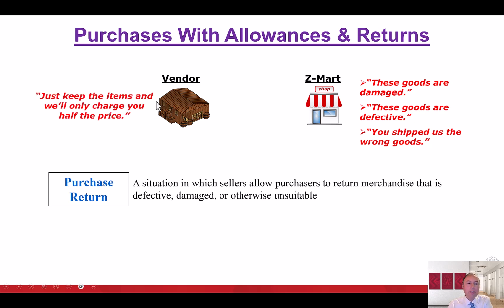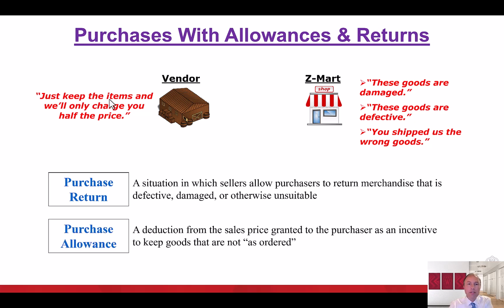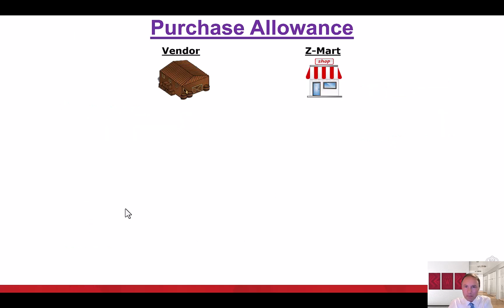And the vendor, what they might say is, you know what, don't return the items to us. Just keep the items and we'll maybe only charge you half the price. That, my friends, is called a purchase allowance. The vendor is allowing Z-Mart to keep the items, but now they're going to reduce the price that they are going to charge us from that invoice. So let's show you examples of both of them.